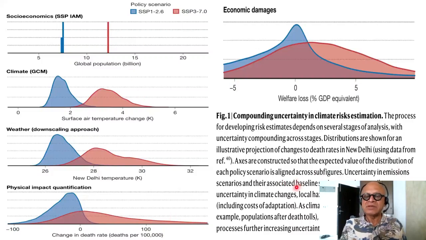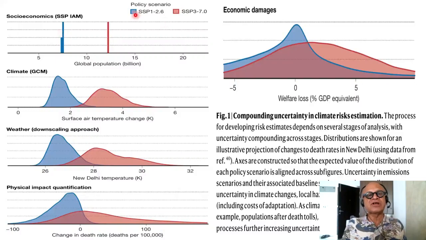Okay, uncertainty in emission scenarios and their associated baseline socioeconomics contribute to uncertainty in climate changes, local hazards, impacts, and economic damages, including costs of adaptation. Climate risks can then affect emissions, for example, populations after death tolls. There are also feedbacks between these processes, further increasing the uncertainty. So tracking uncertainties across multiple models and multiple assumptions then misses out many of the risks.